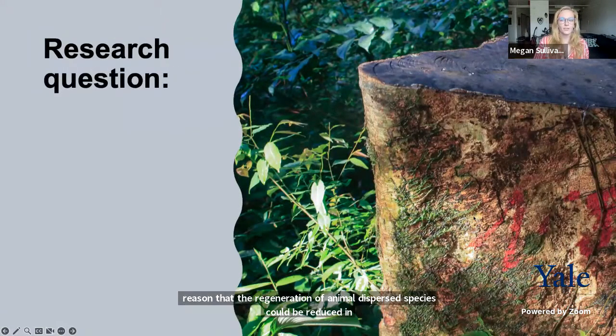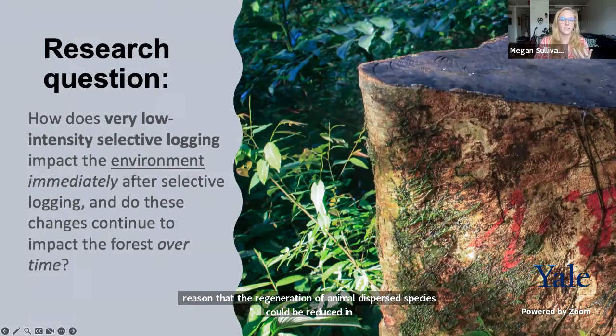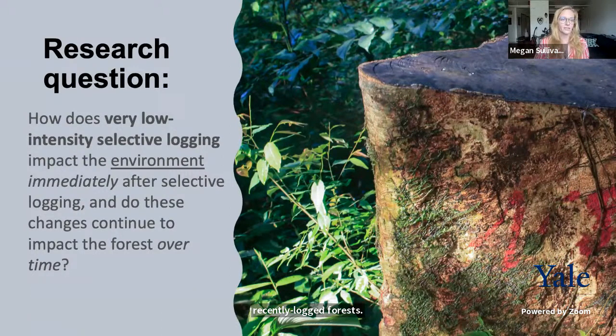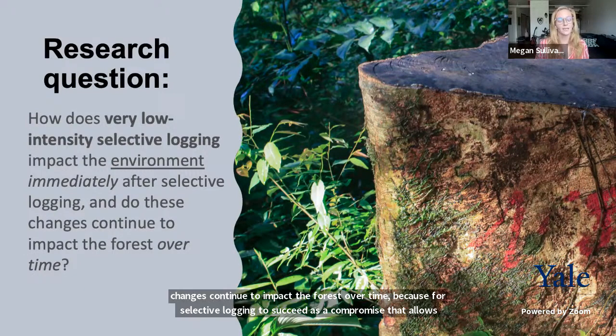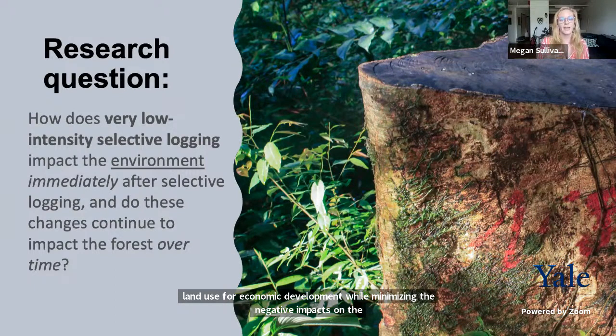So based on all these factors, my research coalesced around this question: how does very low intensity selective logging impact the environment immediately after selective logging? And do these changes continue to impact the forest over time? Because for selective logging to succeed as a compromise that allows land use for economic development while minimizing the negative impacts on the environment, we can't only look at the direct impacts of logging on large trees immediately after timber is cut. We also have to look at how these forests are recovering over time and through different plant life stages.